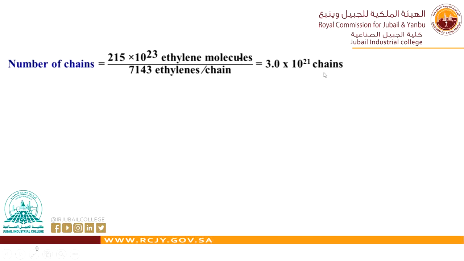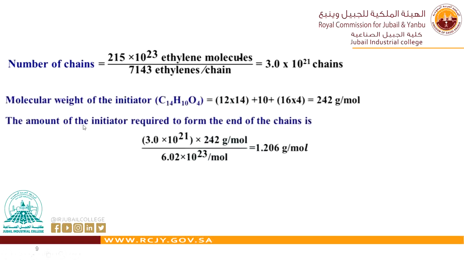Now each chain is initiated by an initiator. At the polymerization, at the beginning of each chain, you are going to have an initiator. So the number of chains is equal to the number of initiators. If we take the number of chains, which is this one, and multiply by the molecular weight of the initiator, that will give you the amount of the initiator in gram per mole.